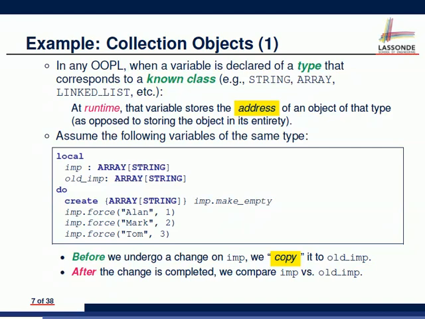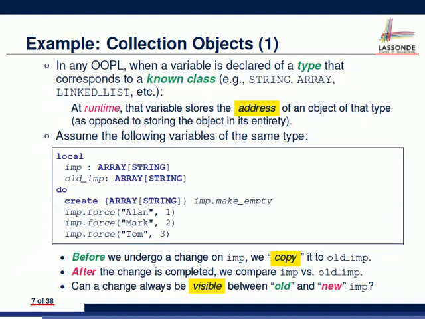After we have made the change to the imp, we want to know the following. Are we able to see the change on the imp between the old imp and imp? Basically, there are two versions of the imp here. We want to know whether the copy that we did initially is going to help us observe the change on the imp. That's basically the issue. That's also the general issue about how you can check a postcondition. That's the setup.